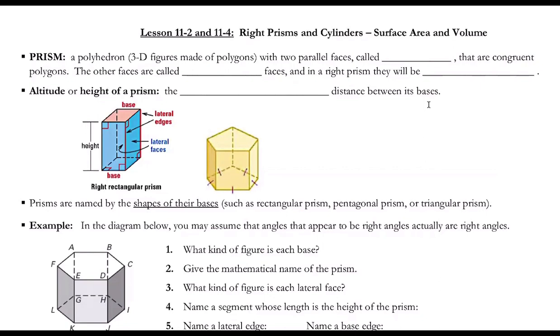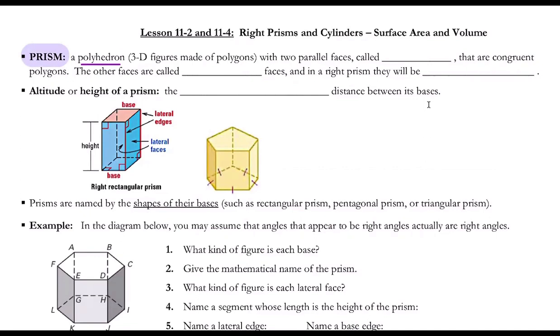This is lesson 11.2 and 11.4 combined, and it will be surface area and volume of right prisms and cylinders. So first of all, the definition of a prism. A prism is a polyhedron. That means it's a three-dimensional shape and all of the faces are polygons.